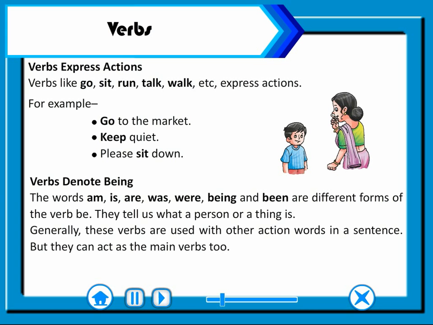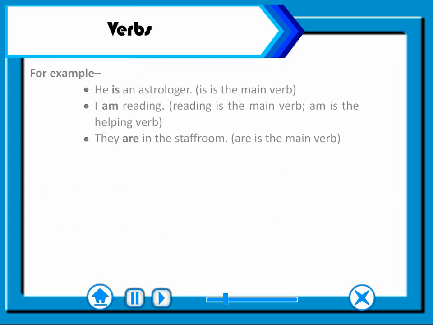Verbs denote being. The words am, is, are, was, were, being and been are different forms of the verb be. They tell us what a person or a thing is. Generally, these verbs are used with other action words in a sentence, but they can act as the main verbs too. For example, he is an astrologer. Is is the main verb. I am reading. Reading is the main verb. Am is the helping verb.